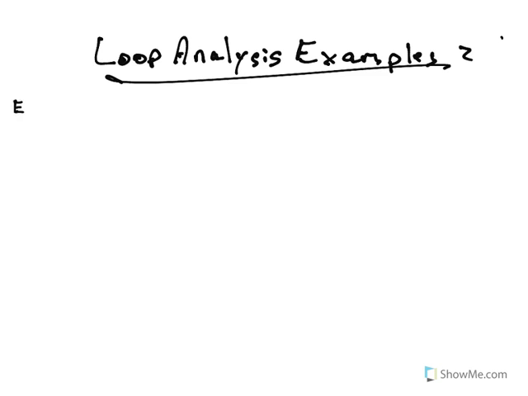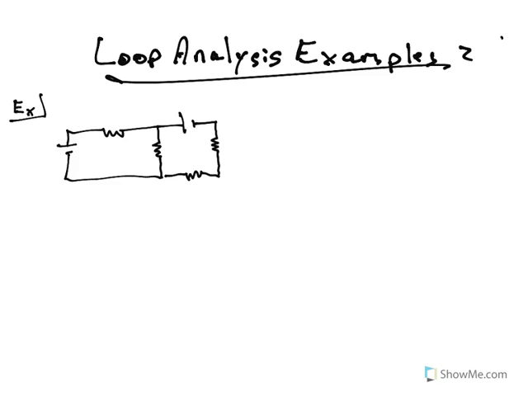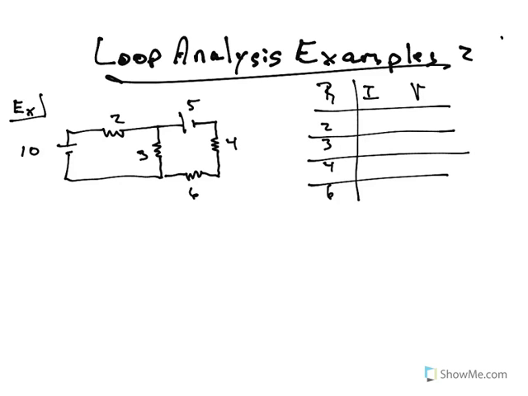So let's take our first example. Let's say we have this circuit. So this circuit, it's got two voltage sources and it's got four resistors. And what I'd like to do is go ahead and solve this table: 2, 3, 4, and 6. I want to find the current and voltage for each one of these resistors.